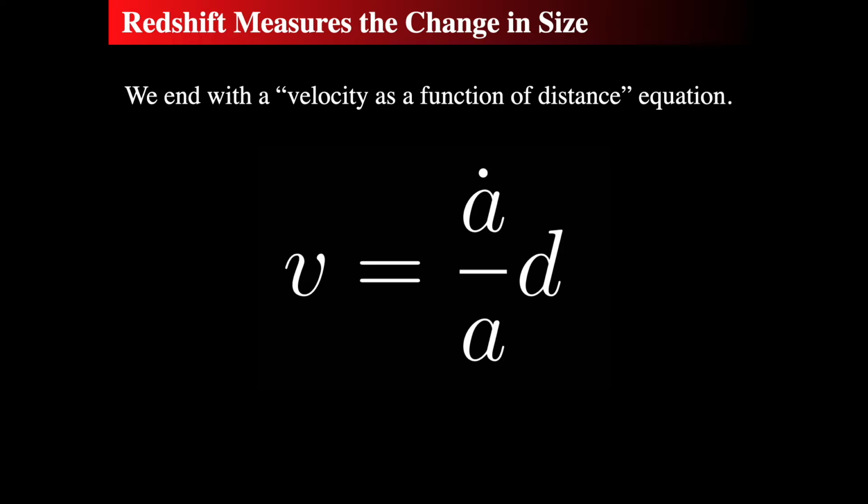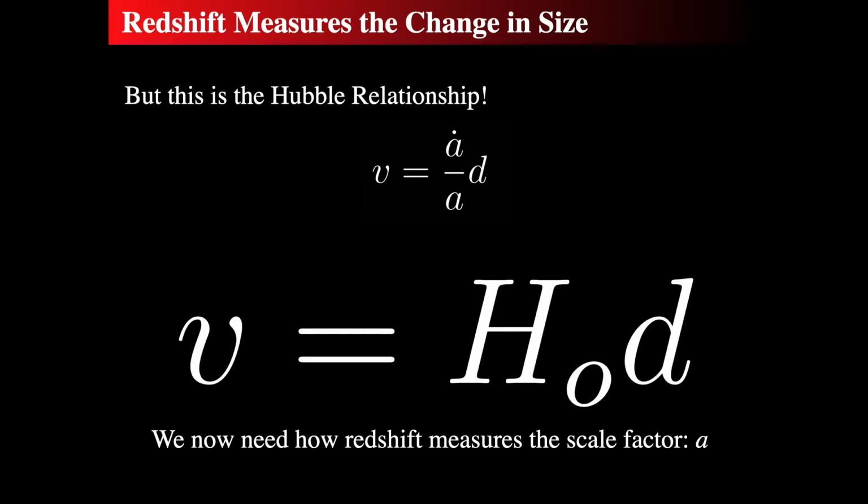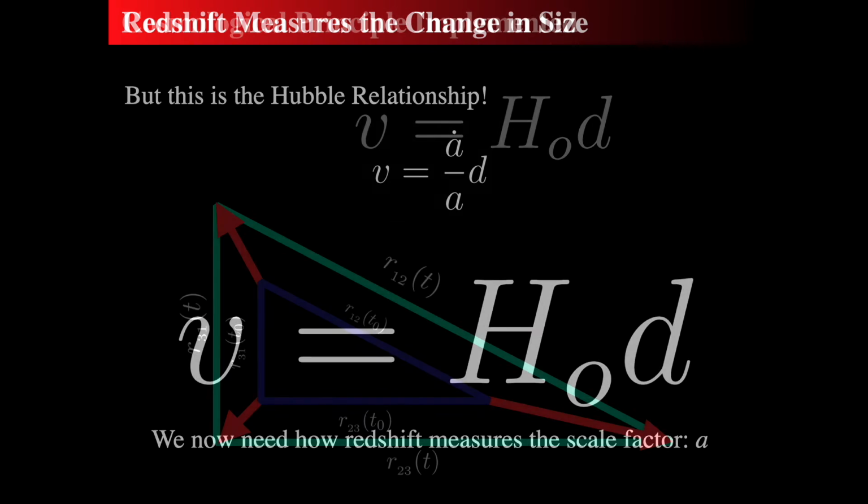But wait, what's that a dot over a thing? That's kind of familiar. It's actually the Hubble relationship, where we define the Hubble parameter as the change in the scale factor divided by the scale factor. H naught is just its present value at the present time. That's why I called it a parameter and not a constant. This is the Hubble relationship. And now all we need is to understand how redshift measures and encapsulates that scale factor a.